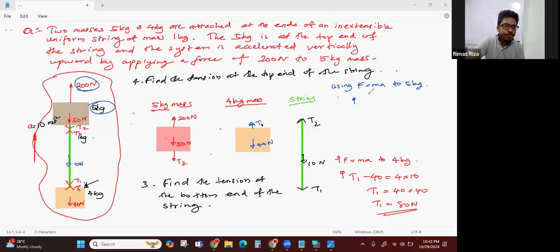So vertically upward, what other forces are there? 200. So the weight is downward, minus 50, and minus T2 equals mass 5 into acceleration 10. So 200 minus 50 is 150, minus T2 equals 50. So take this T2 to the other side, 50 to this side. So it will be 150 minus 50 equals T2. Therefore, T2 is equal to 100 Newton. So the T2 is 100 Newton.